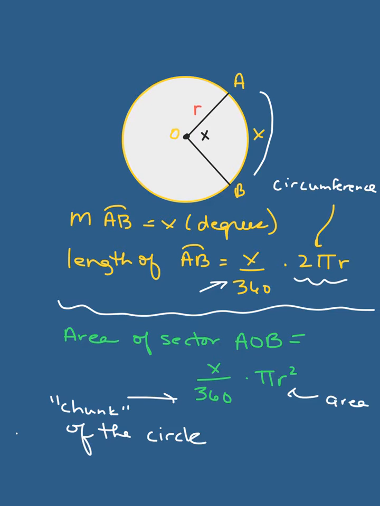We'll use a similar idea when finding the area of sector AOB. Now, a sector is like a part of the pie chart. So if I'm trying to find the area of sector AOB, it's like I'm finding the inside. I'm finding part of that circle. So again, the first thing I need to do is figure out what percentage or what fraction of the circle I'm talking about, or I say the chunk of the circle. And again, x will be that central angle. And I'll multiply that fraction by the area formula, pi r squared, in this case to find the area of sector AOB.